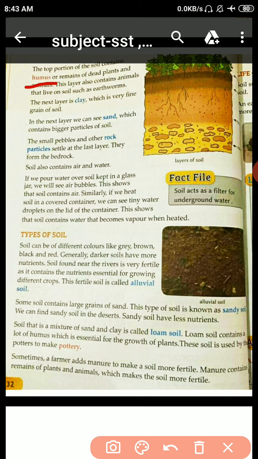Soil also contains air and water. If we pour water over soil kept in a glass jar, we will see air bubbles. Why is it so? Because they show that the soil contains air. Similarly, if we heat soil in a covered container, we can see tiny water droplets on the lid of the container. They show that soil contains water that becomes vapor when heated.